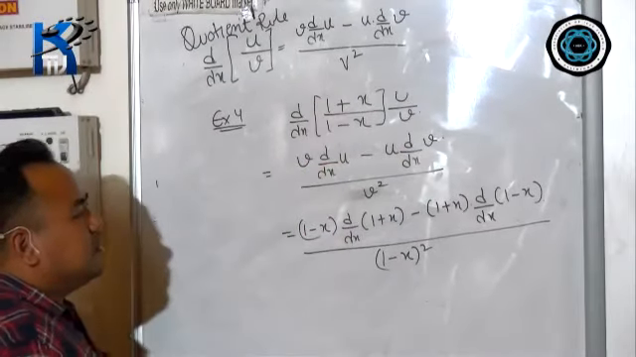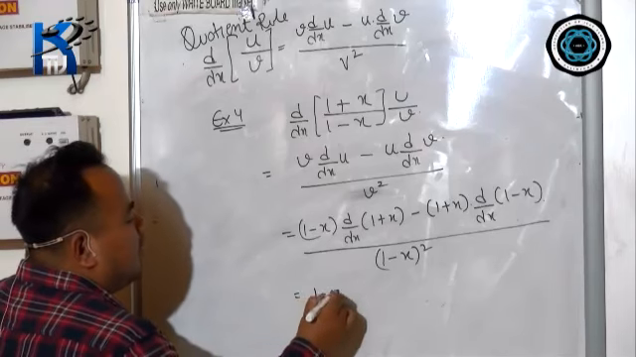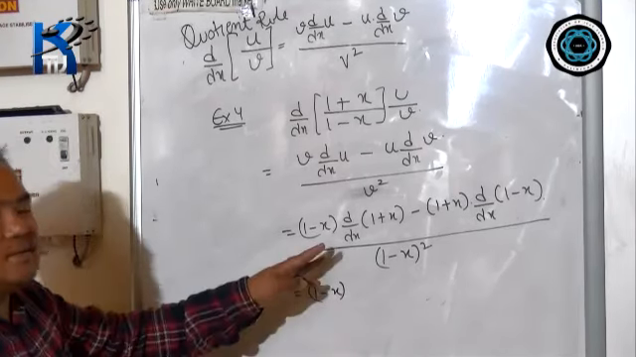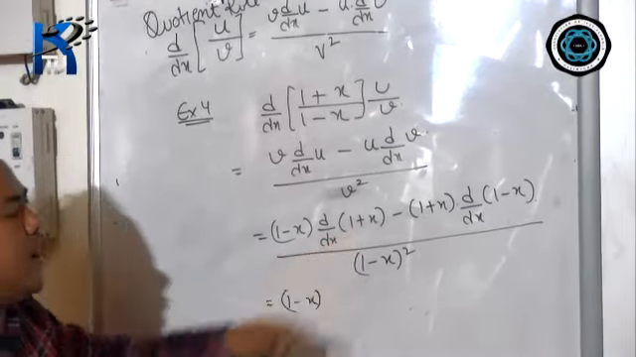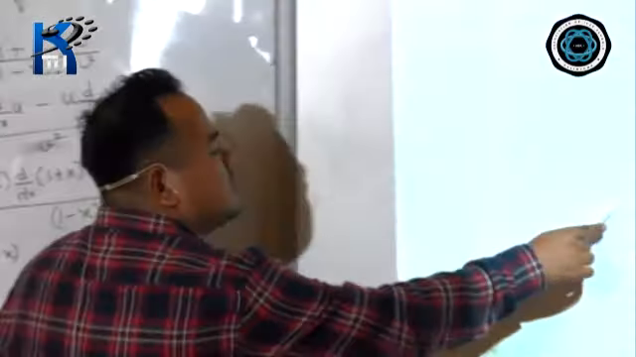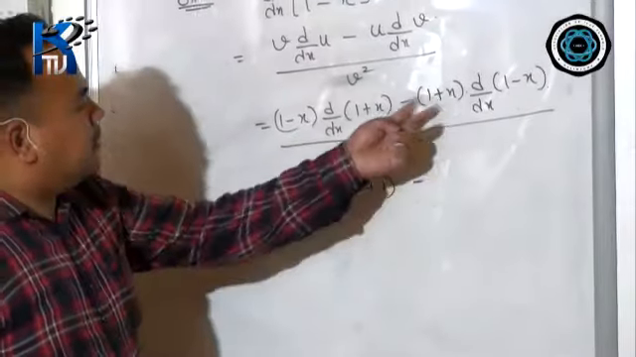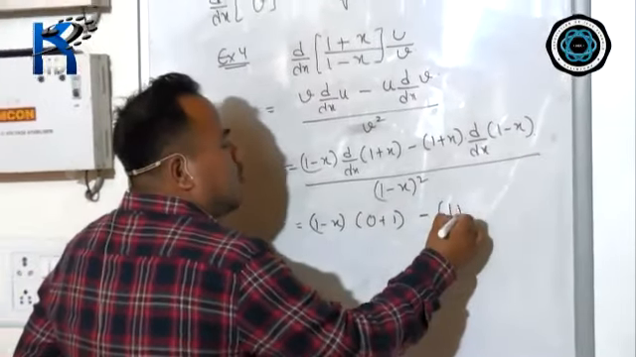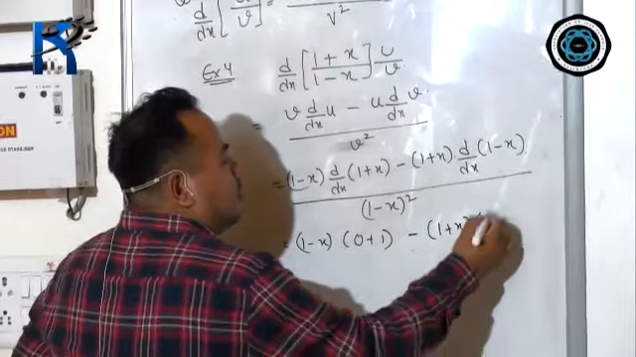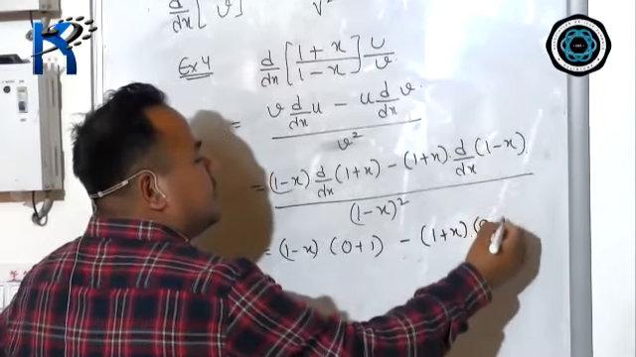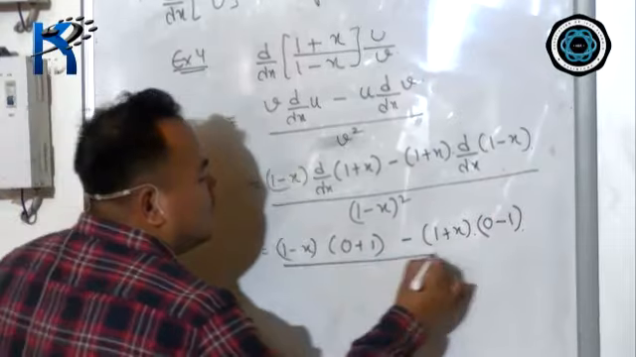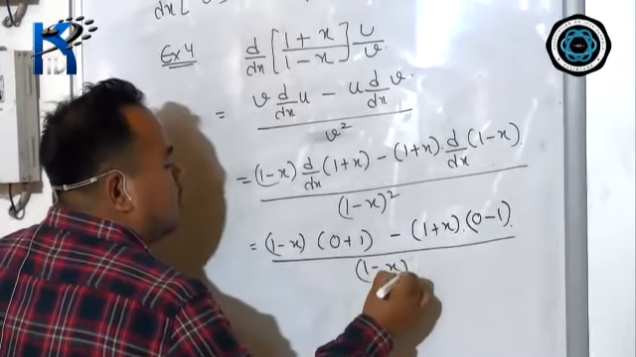Now let me complete this by applying the formula. 1 minus x is a constant, so it remains as it is. Now see, differentiation of 1. As you can see, differentiation of a constant is 0. So differentiation of 1 is 0 plus differentiation of x. Differentiation of x is 1. Minus, again this is a constant, 1 plus x, so 1 plus x as it is. Differentiation of 1 is 0 minus differentiation of x is 1. Divide the whole thing by 1 minus x whole square.